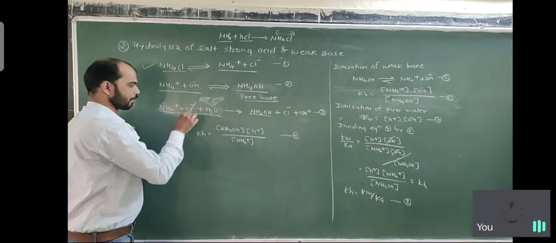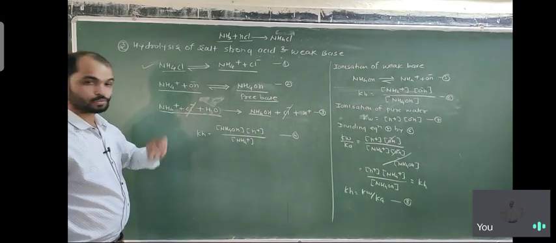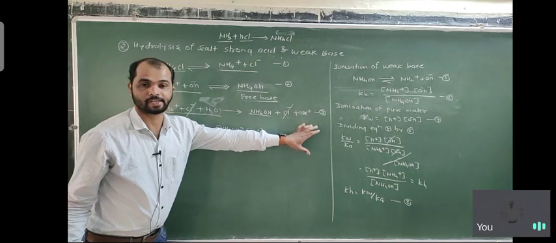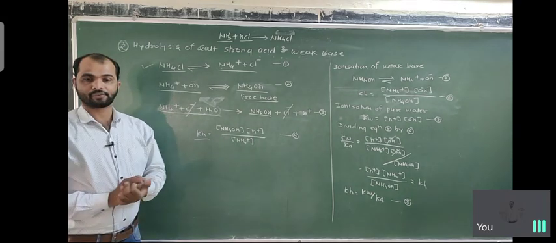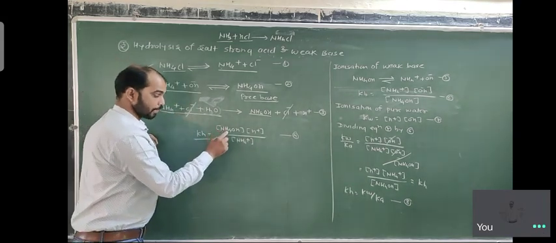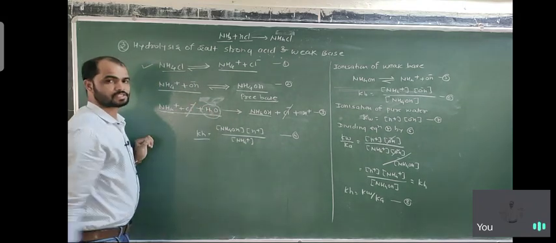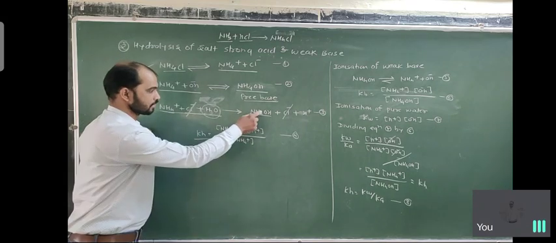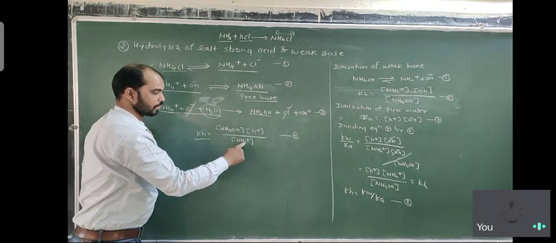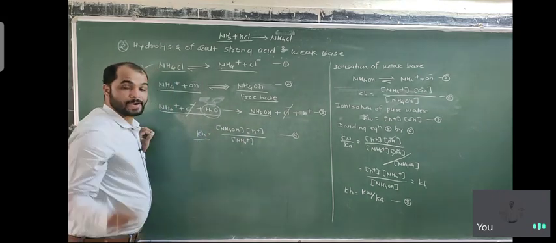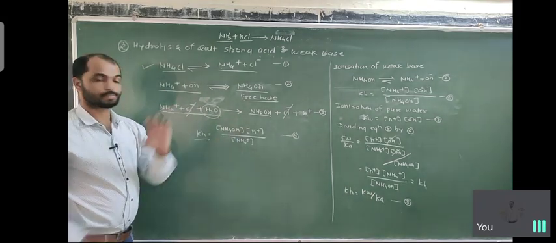When we cancel the common ions, what remains? On one side NH4 plus and H2O, and on the other side NH4OH and H plus. According to the law, when we find the degree of hydrolysis, KH is equal to the product of products upon the product of reactants. But here water is in excess, so it is taken as a constant. That means the concentration of NH4OH into the concentration of H plus upon the concentration of NH4 plus is the hydrolysis constant of this hydrolysis. It is equation number 4.